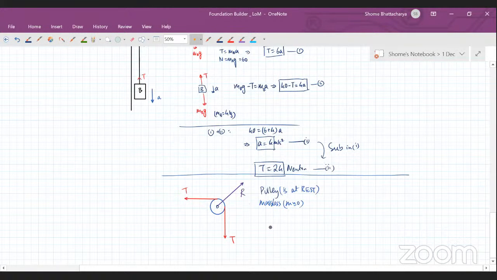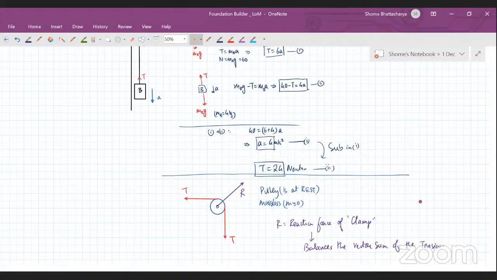Okay, so R here is the reaction force of the clamp, which balances the vector sum of the tensions acting. Okay, so your vector diagram will look like this.